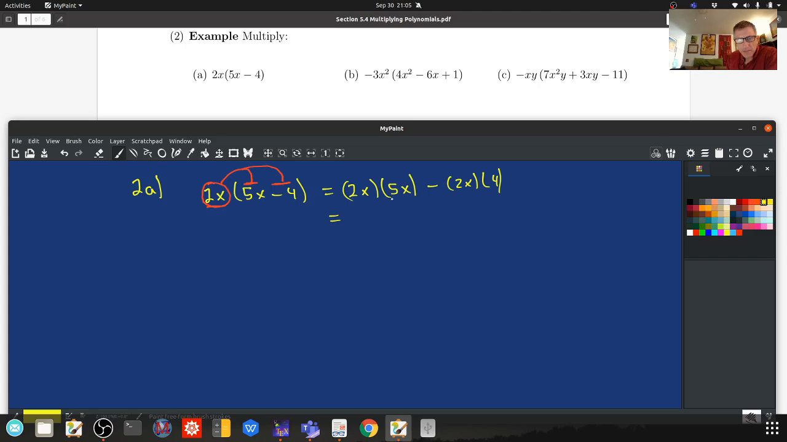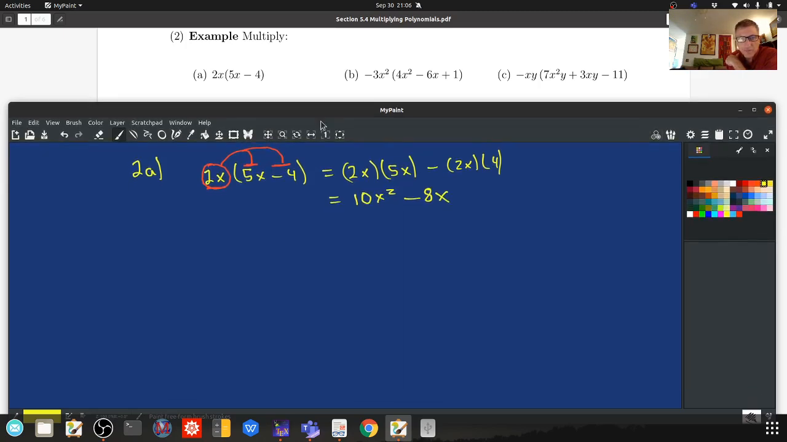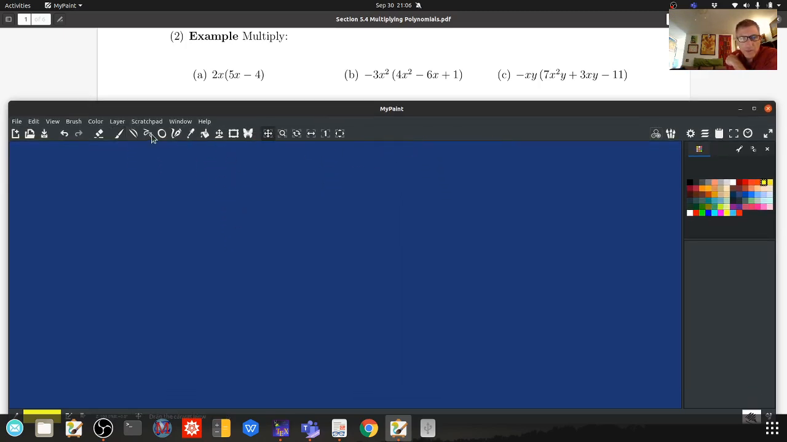So this is the same as 2 times 5, which is 10. X times x is x squared. This is the same as 2 times 4, or minus 2 times 4 if you want, because the minus is attached to the minus 2. Otherwise, just leave the sign as it is. 2 times 4 is 8 times x. So 10x squared minus 8x. And we're just going to play some more around with that theme.